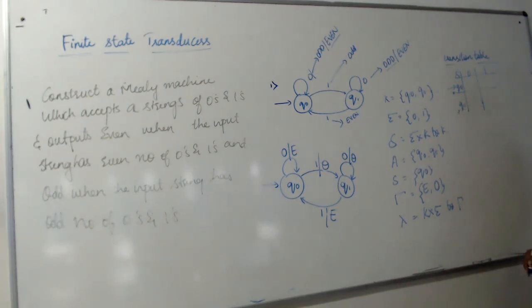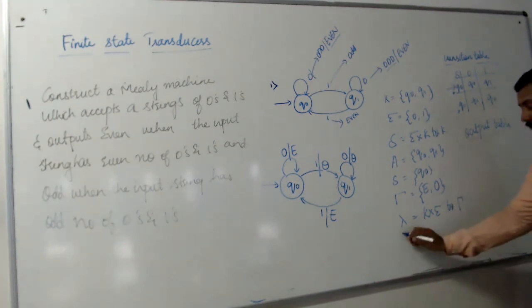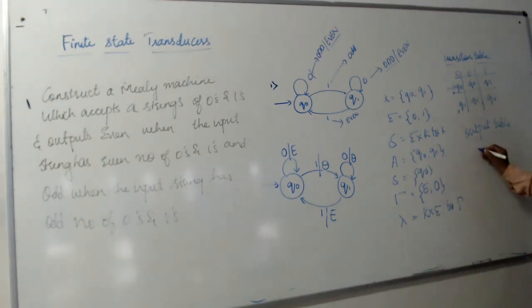So Q0 on 0 remains in Q0. Q0 on 1 moves on to Q1. Q1 on 0 remains in Q1, and on 1 this moves on to Q0. So this is the transition table. Next I need to write the output table. So transition function is written as a transition table, output function is written as an output table. So how should the output table be represented?